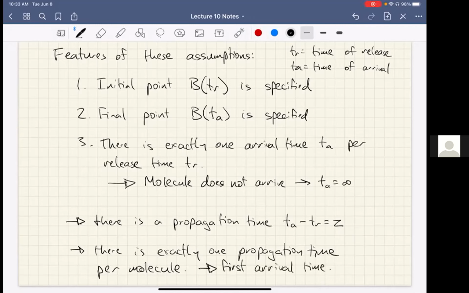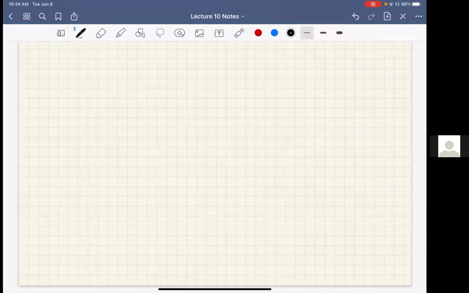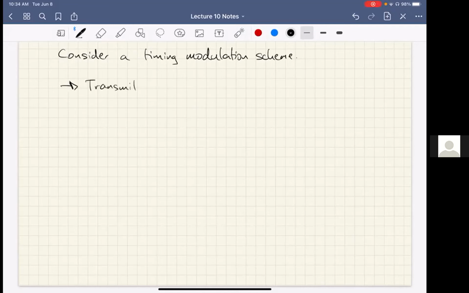Now, this is why we talked a little bit about first arrival times a couple of lectures ago. It's because they're going to become very important now that we're talking about timing channels. So consider the following. Or consider a timing modulation scheme. The transmitter's job is to select release times. The transmitter generates a vector of release times. I'm going to call it T1, T2, and so on up to Tn.